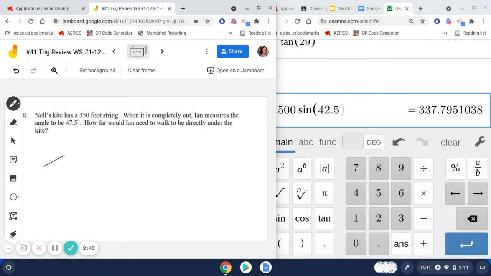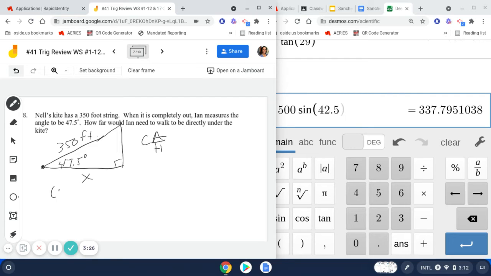Neil's kite has a 350-foot string. When it's completely out, Ian measures the angle to be 47.5 degrees. How far would Ian need to walk to be directly under it? So this time we're talking about him walking along the bottom. So we're talking about the adjacent being the missing piece this time, not the height. So this time we're going to be using adjacent and the hypotenuse.